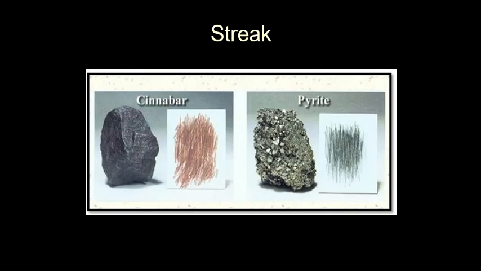There is streak, which is probably not particularly useful to you. That's why there's no green arrow. It's a strange thing whereby minerals which are dark, like this, when you rub it against a tile, create a streak which is a completely different color. Like this black mineral creates a red streak, and this yellow mineral makes a black streak.